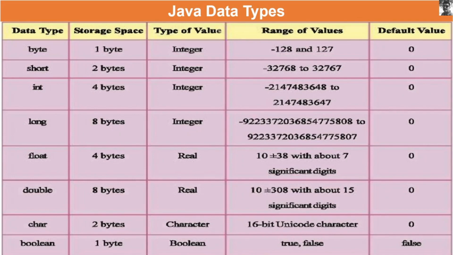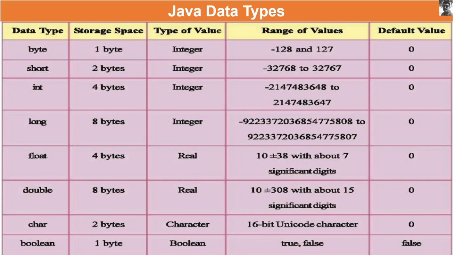So this is the table given in the textbook to understand the data types. On the left hand side, the first column is the data type, then how much memory it occupies, what kind of value it can store, the range of values, and its default value. Byte occupies 1 byte of memory, short occupies 2 bytes, integer occupies 4 bytes, long occupies 8 bytes, float again occupies 4 bytes, double occupies 8 bytes, character occupies 2 bytes, and boolean occupies again 1 byte of memory.